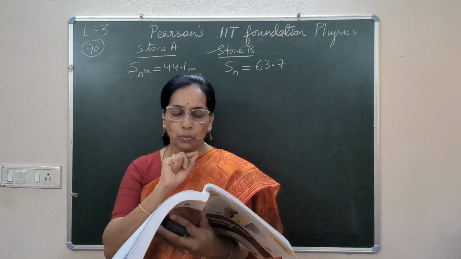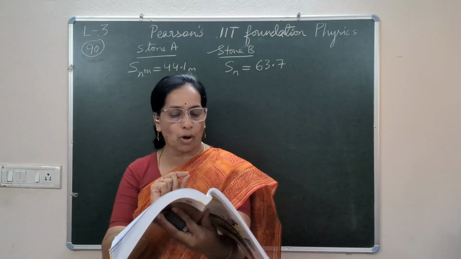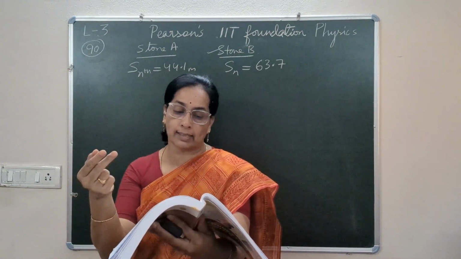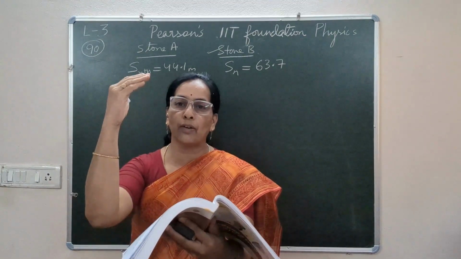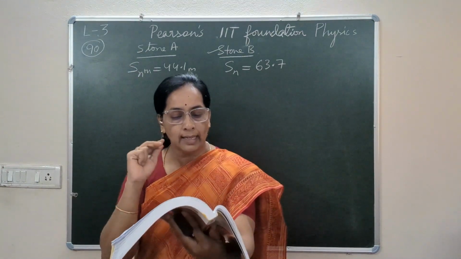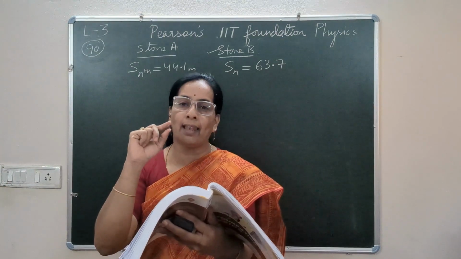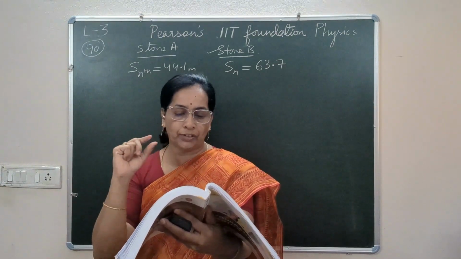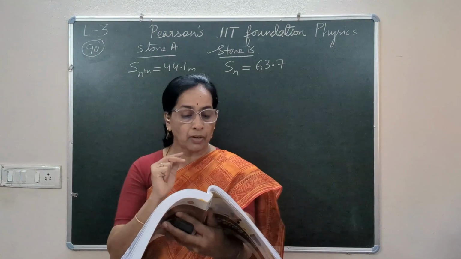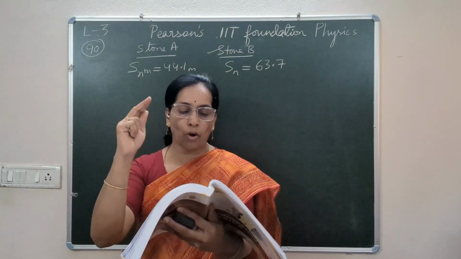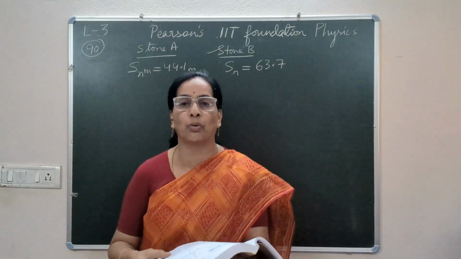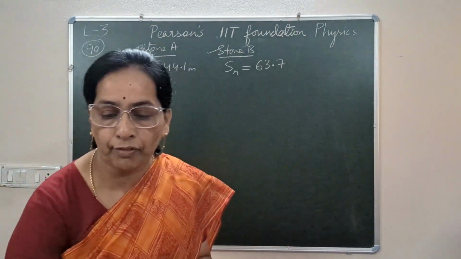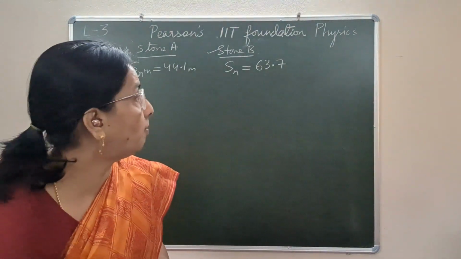The question is, there are two stones A and B, that are dropped from top of two different towers such that they travel a distance of 44.1 meters and 63.7 meters in the last second of their motion respectively. With this information, we have to find the heights of the two towers from where the stones are dropped. So the given information, I have kept it on the board.